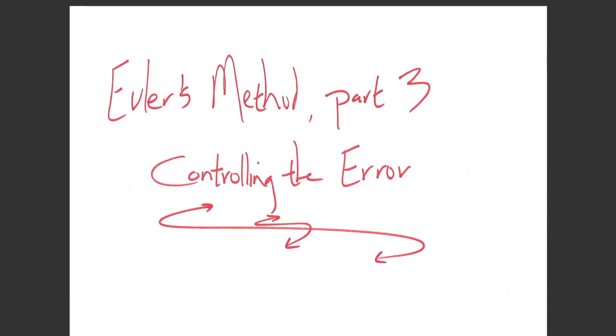Today is Wednesday, April 8th, and we're going to talk about controlling the error in Euler's method. So, up to now, we've seen the basic Euler's method. We've seen some extensions of it where you use higher order Taylor polynomials in order to project the solution further. But we haven't really talked a lot about the error in the method.